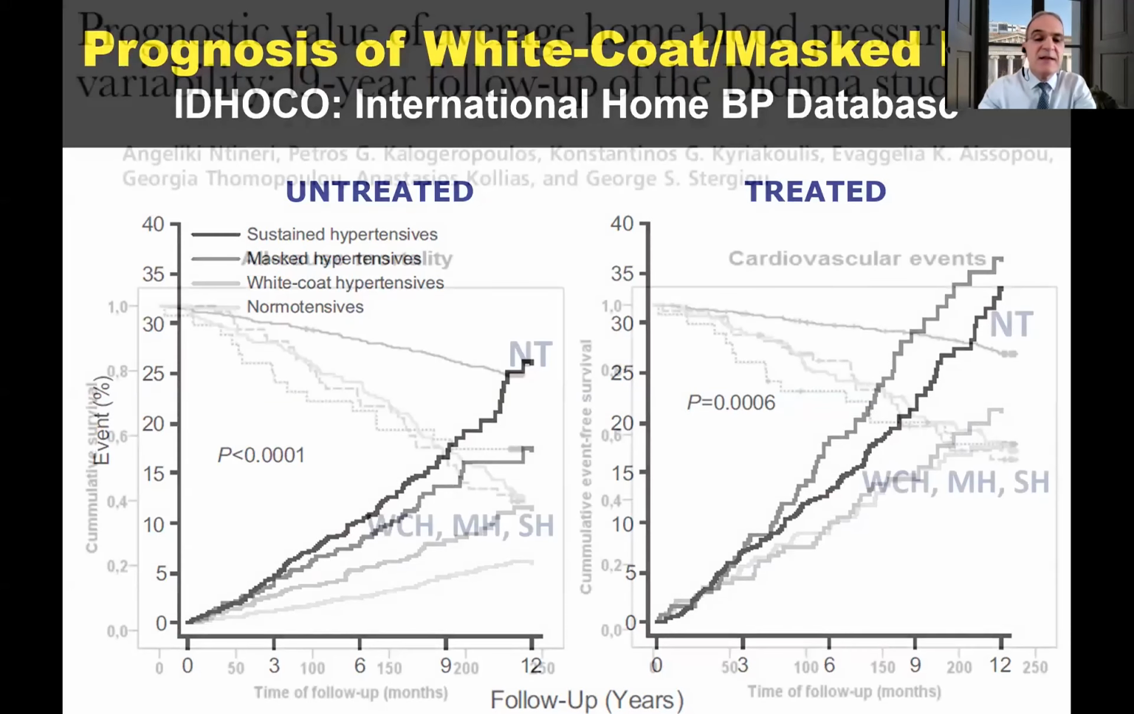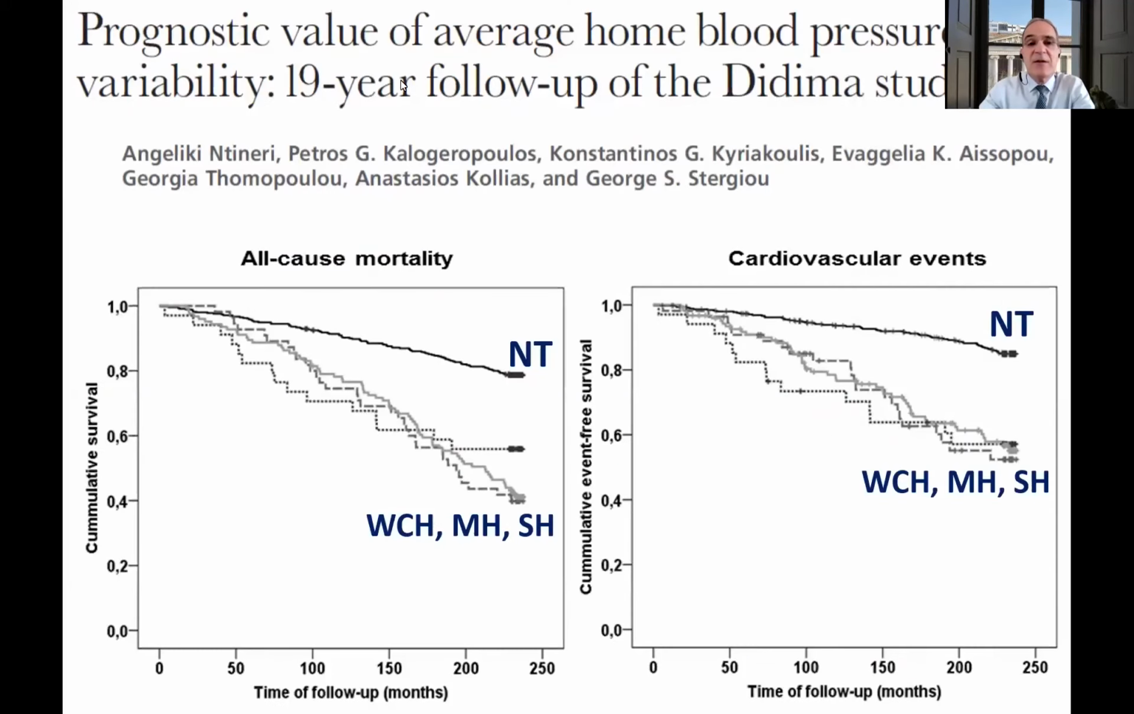And this is a study we did in Greece with 20 years follow-up. One third of them died. And you can see in the long term, the only people who have good survival and fewer cardiovascular events are the normotensives. All other patients with sustained hypertension, masked hypertension, white coat hypertension, in the long term have increased cardiovascular risk and risk of mortality.